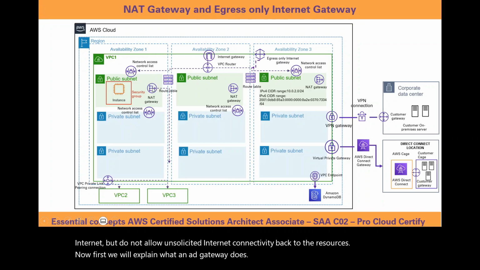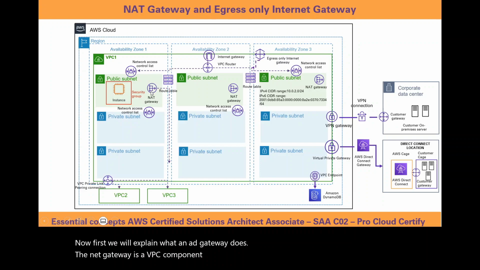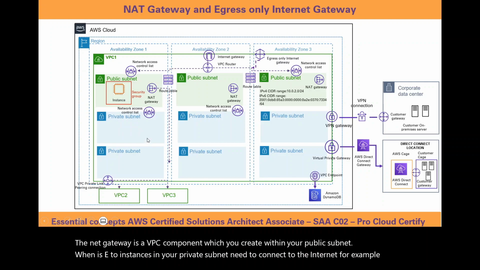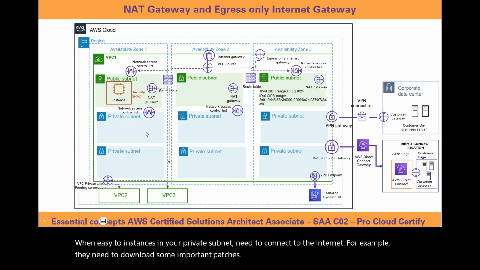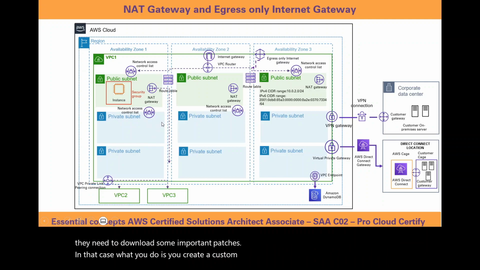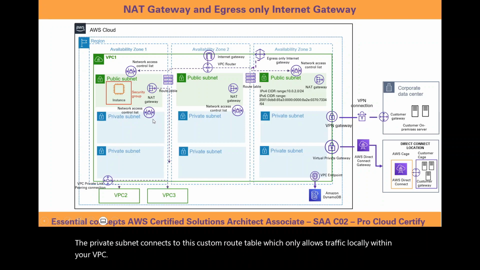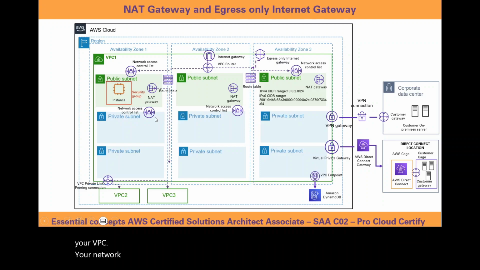The NAT Gateway is a VPC component which you create within your public subnet. When EC2 instances in your private subnet need to connect to the internet, for example, to download some important patches, what you do is create a custom route table. The private subnet connects to this custom route table, which only allows traffic locally within your VPC. Your network access control list will direct the traffic from this private subnet to the NAT gateway in your public subnet. Your NAT gateway is in this public subnet, and an elastic IP address is attached to the NAT gateway.